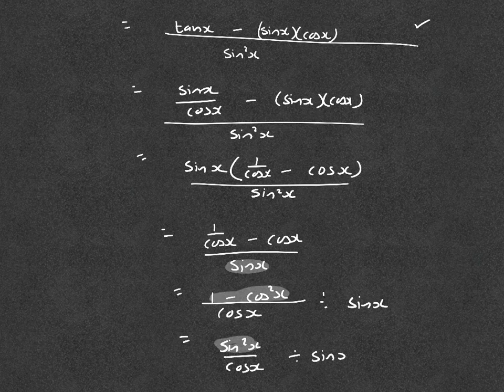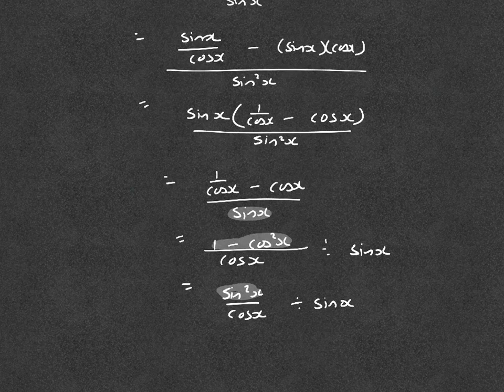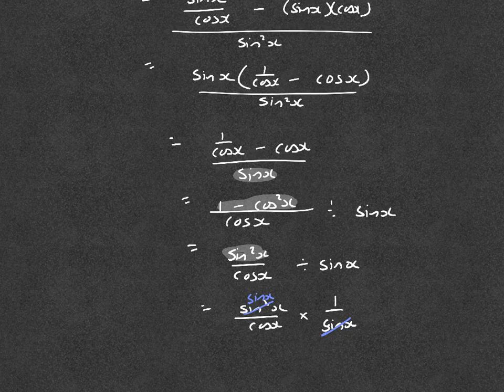So we've got sine squared x over cos x divided by sine x, which is equal to sine squared x over cos x times 1 over sine x, which is equal to sine x over cos x. Sine squared x divided by sine x is just sine x on the numerator. So sine x divided by cos x is equal to tan x. Isn't that beautiful, right? Isn't that just too beautiful?